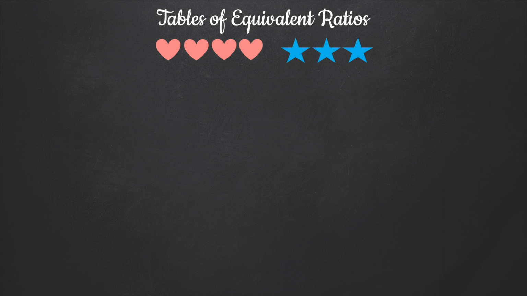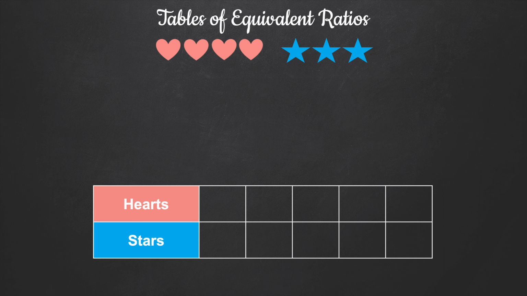And in order to create a table, we're going to do it one of two ways. So we could either do a horizontal table like this, or a vertical table, which I'll show you next. And make sure that within our table, you're also labeling the two things we're talking about. So in this case, we're talking about hearts and stars. So we have 4 hearts and 3 stars.